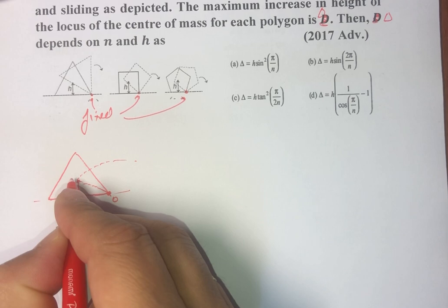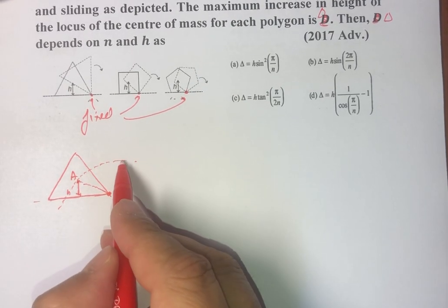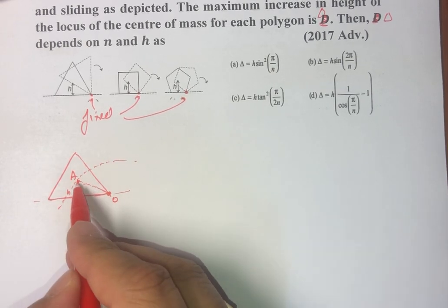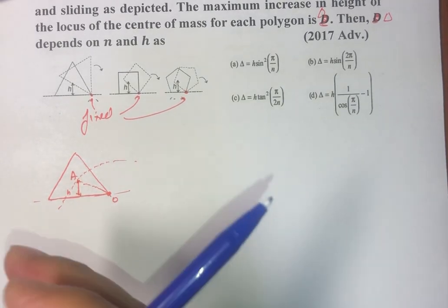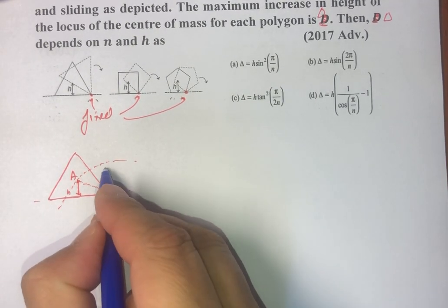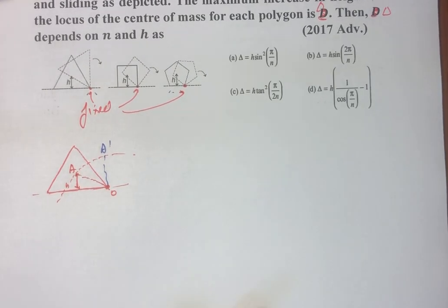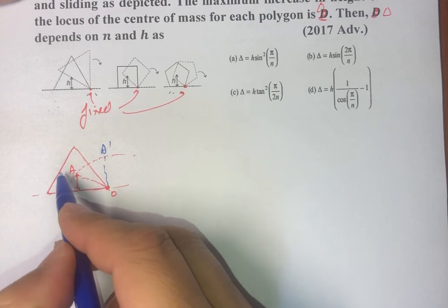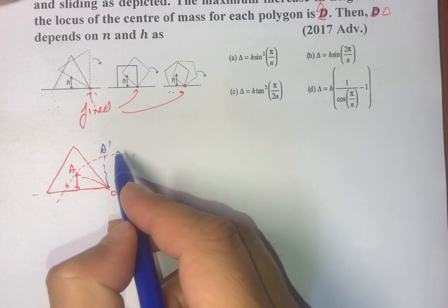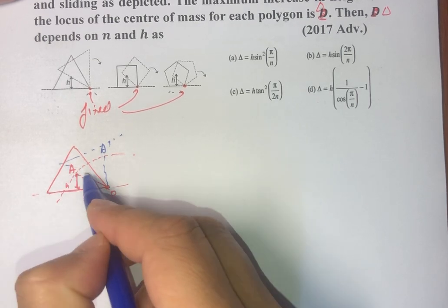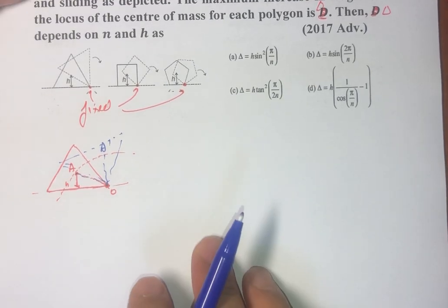Suppose this is O and this point is A. Now OA will be acting as a radius for this center of mass. At maximum height, let us suppose this is A prime. Now the topple will be coming something like this. So this happens in the case of the triangle.